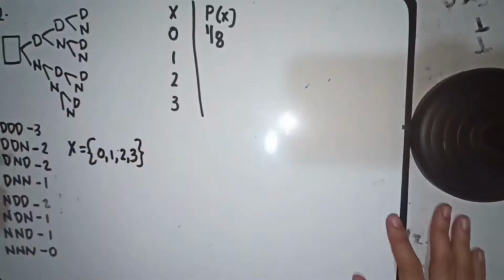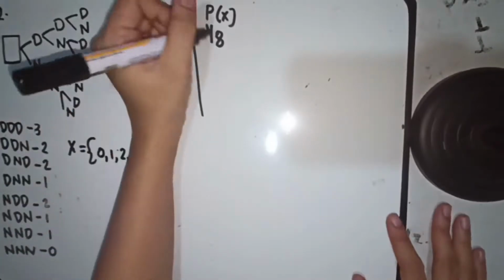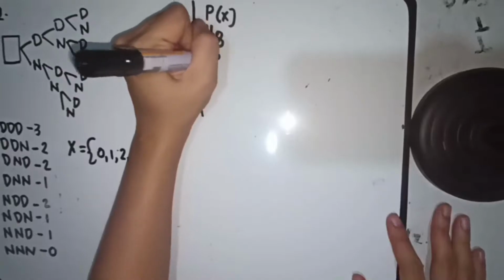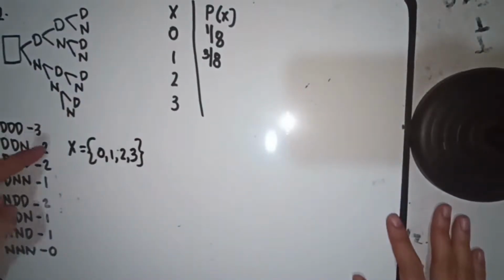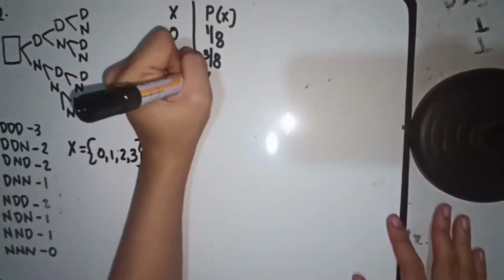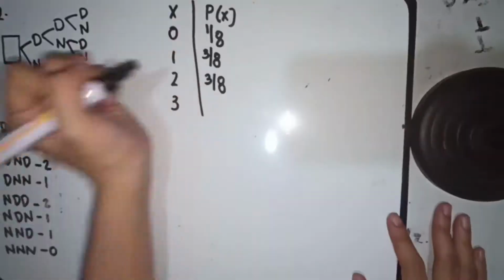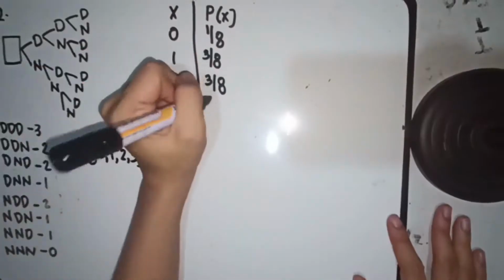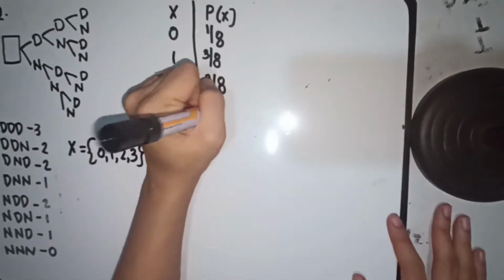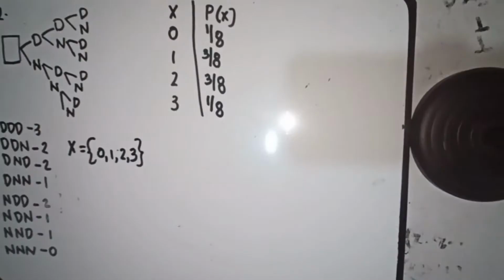For 1, we have 1, 2, 3, so we have 3 over 8. For 2, we have 1, 2, 3, so 3 over 8. Then for 3, we have 1 over 8. So it looks similar to the previous example, but it is a different problem, though the output is the same.